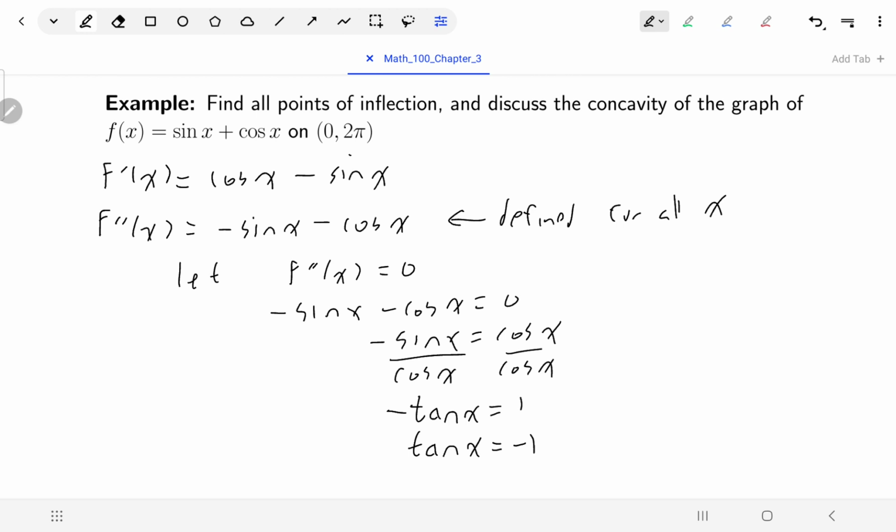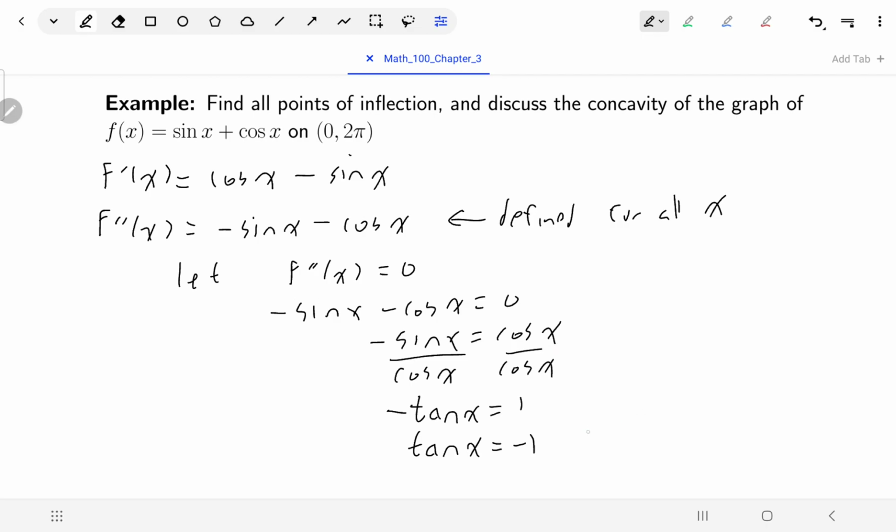I don't have to worry, by the way, about losing any solutions here. You'll notice I divided both sides by cosine. So normally you'd have to worry about potentially losing solutions of when cosine is equal to 0. But we know when cosine is equal to 0. That's at pi over 2 and 3 pi over 2. And neither of those values happen to make this equation equal to 0. So I didn't lose any solutions. I feel pretty good about that.